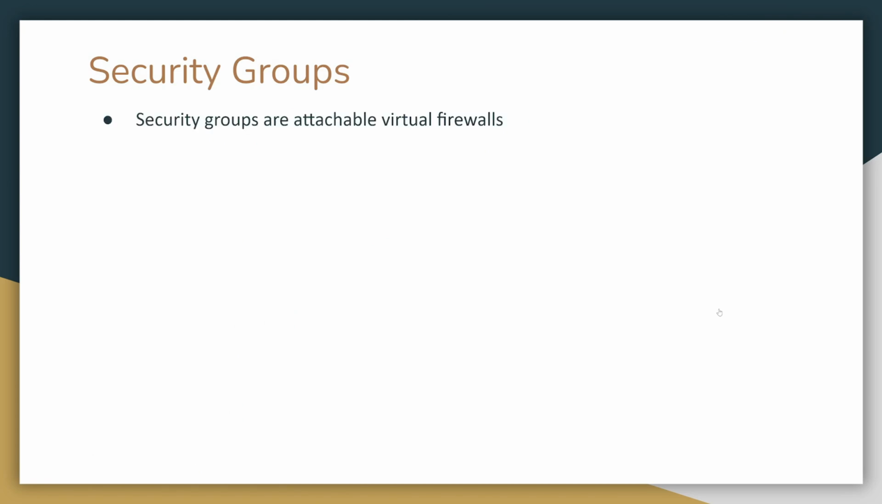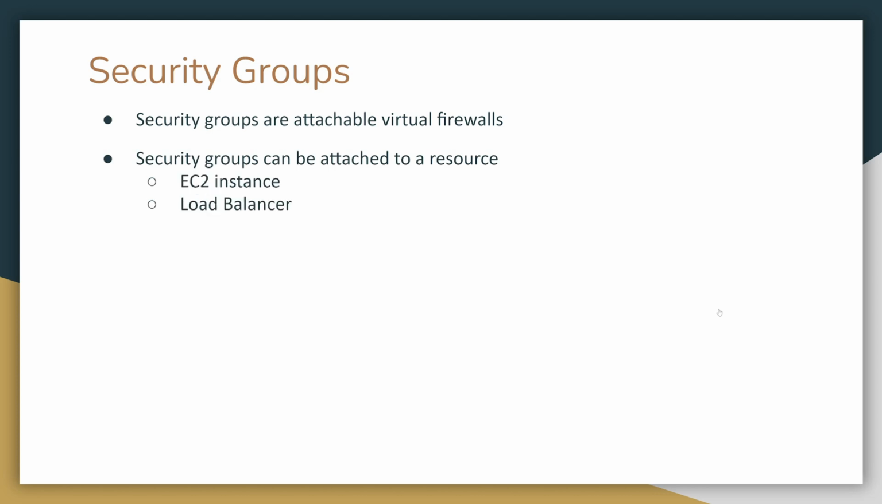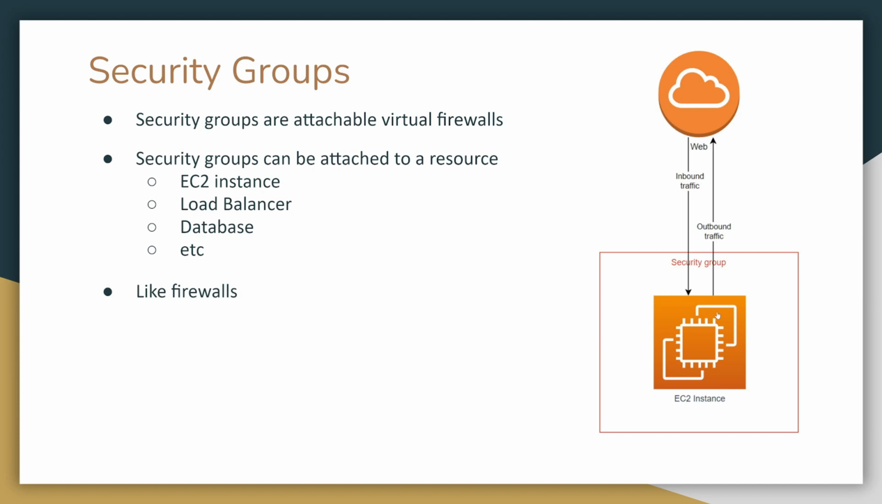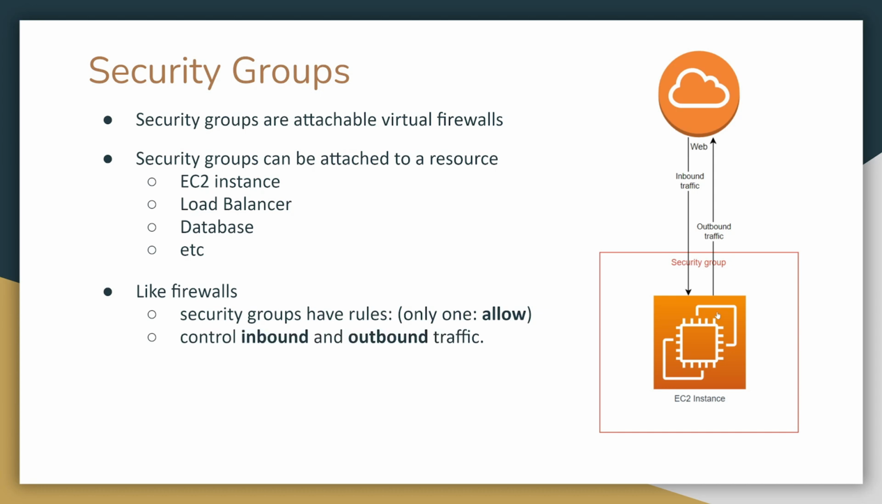Security groups are basically attachable virtual firewalls. Security groups can be attached to a resource, such as an EC2 instance, load balancer, database, and other resources. Like firewalls, security groups have rules, and they actually have only one type of rule, the allow rule. Security groups don't have a deny rule. And security group rules control inbound and outbound traffic.